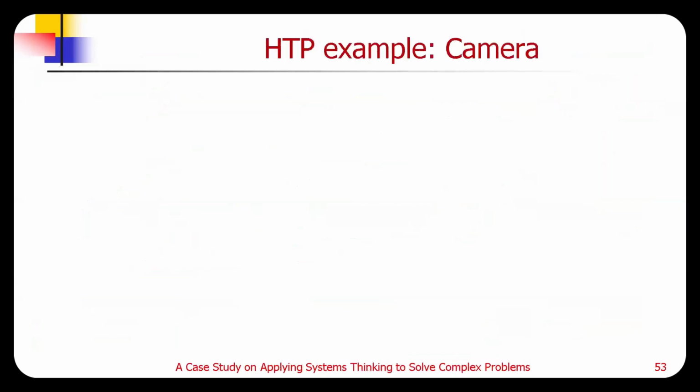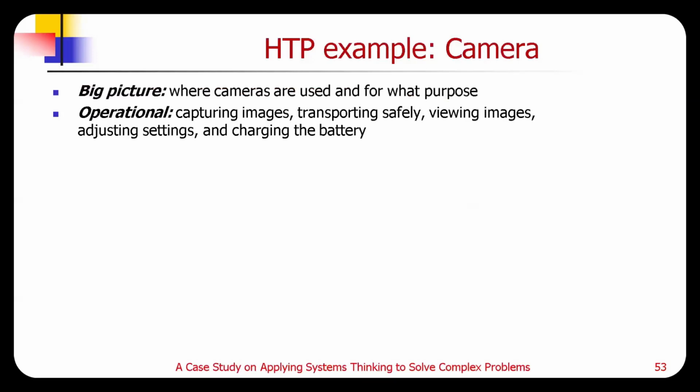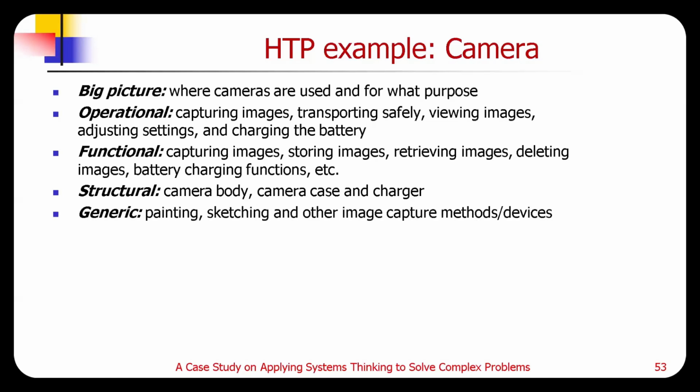And let me explain what they are in the form of an example. Think about a camera. The big picture tells you where cameras are used and for what purpose. Operationally, you think about capturing images, transporting the camera, viewing the images, adjusting the settings, and charging the batteries. So the functions the camera does are capture the image, store the image, retrieving the image, deleting images, and the battery charging functions, and so on. From a structural perspective, you think about the camera body, the camera case, and the charger. These are the physical components.